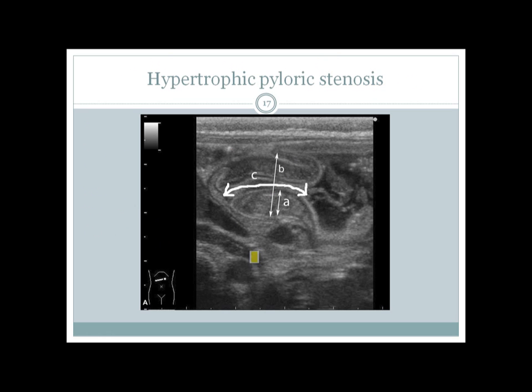And here you can see an ultrasonograph picture where this is the pyloric sphincter, and in between is the pyloric canal. You can see the pyloric sphincter is hugely enlarged, so there is hypertrophy of the pyloric sphincter, which compresses the pyloric canal, so the pyloric canal becomes a slit-like opening. That's why there is obstruction.